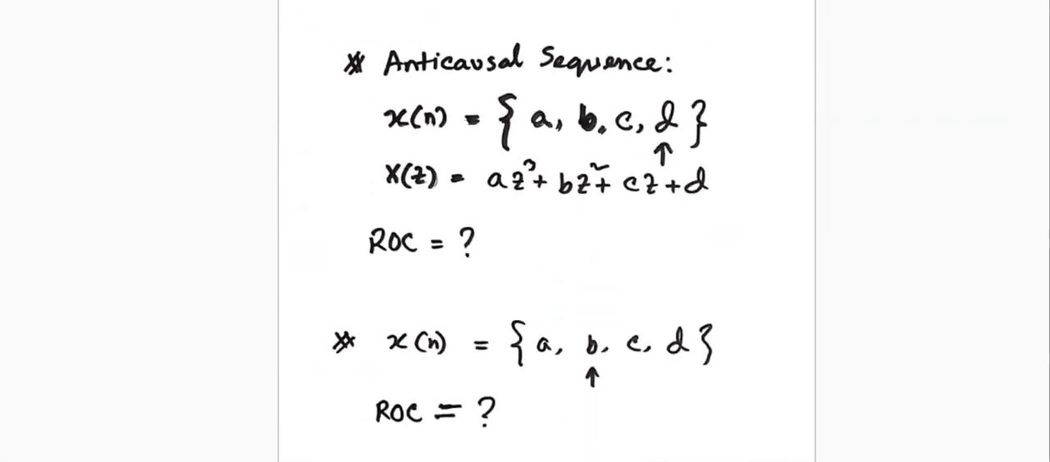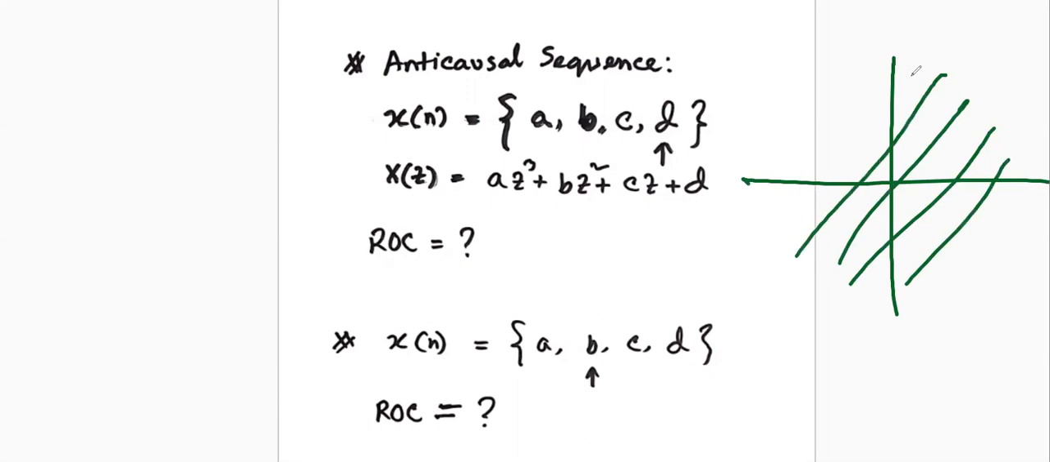Anti-causal sequence, that is a left-sided sequence. As you can find that we have z with positive powers. So 0 is also a solution. But what about infinity? Infinity is not the solution. So for the ROC, 0 is a solution, so no need to put any dot in the center. It's up to infinity, but infinity is not the solution for the left-sided or anti-causal signal.